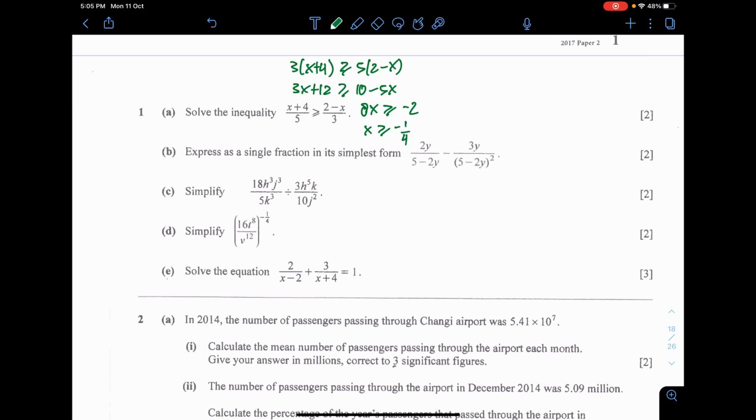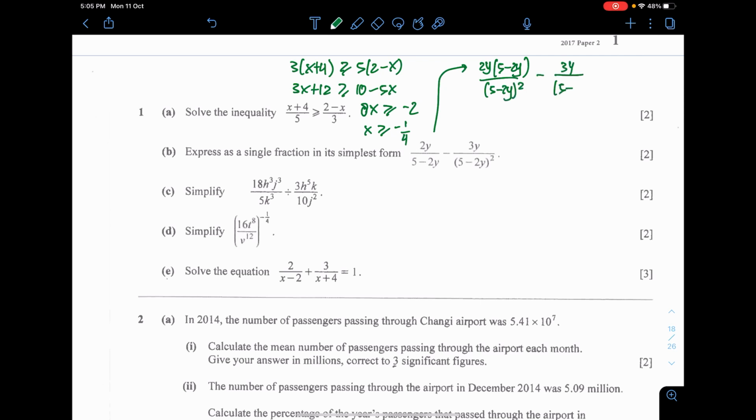Okay, next question. This is a fraction, plus and minus. Let's take a look at the denominator. You must have the same denominator in terms of plus and minus. So they are actually quite similar. What I need to do is to multiply the first fraction by 5 minus 2y, so then they have the same denominator.